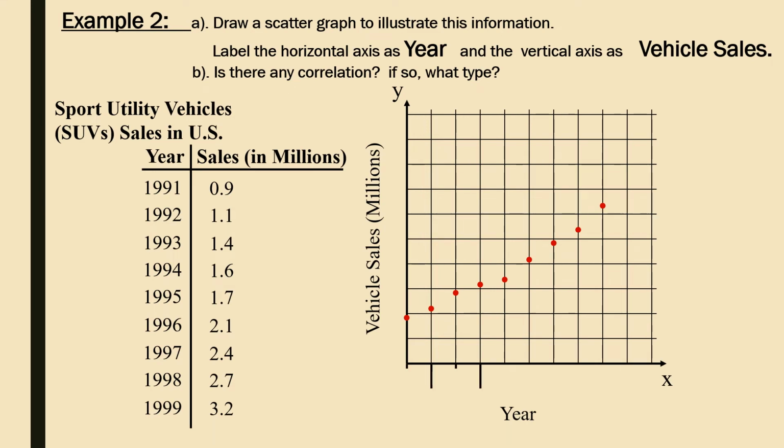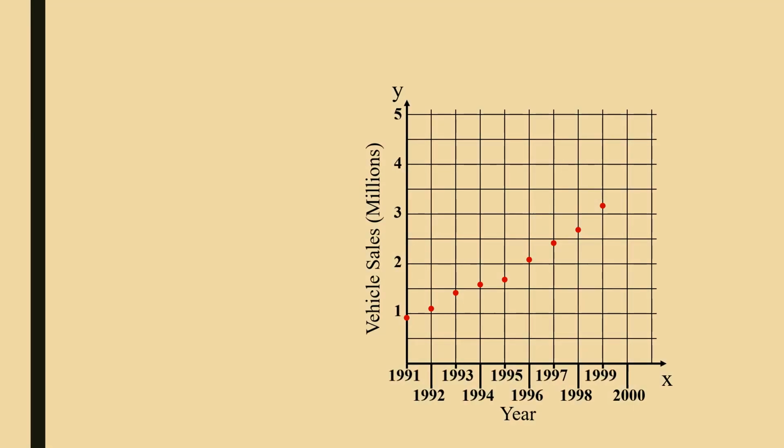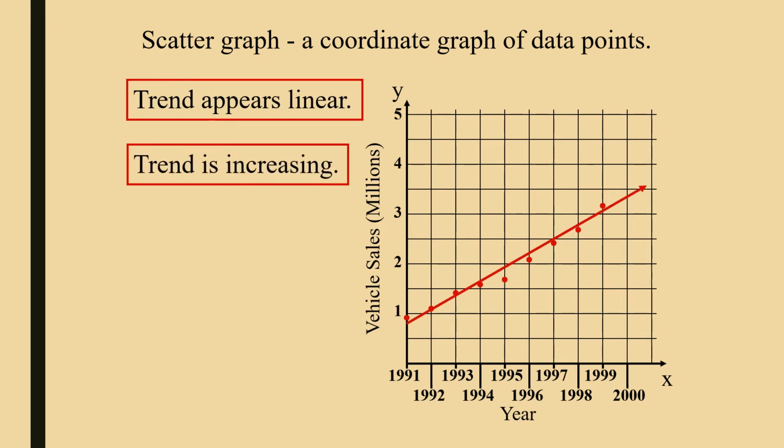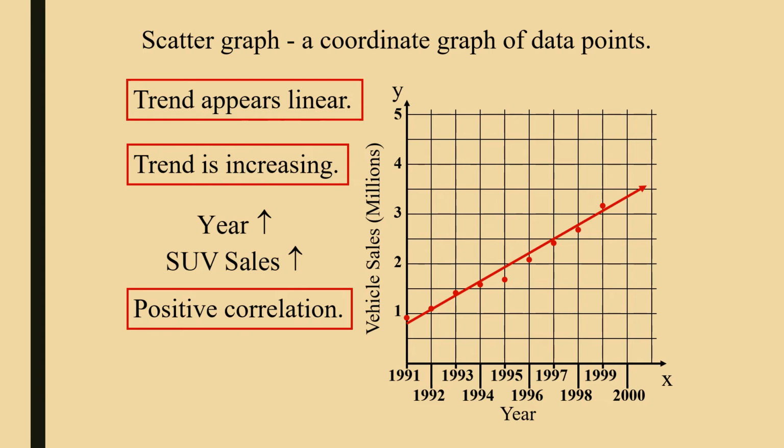So, as you would see, the trend appears linear and the trend is increasing. So it is a positive correlation. Just like I said, you draw your line of best fit. Try as much as possible to get the point as close to the line. Okay, so it is a positive correlation.